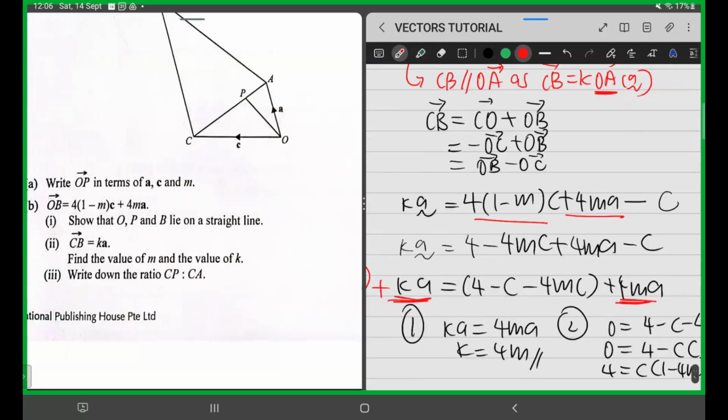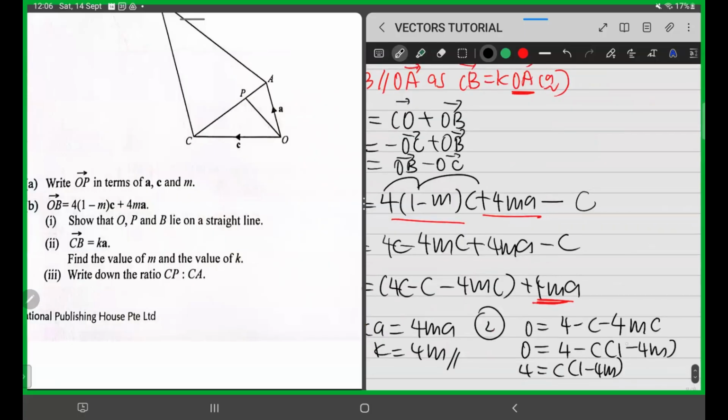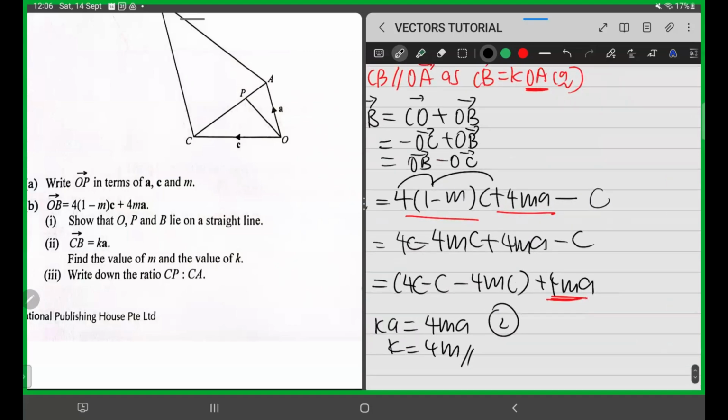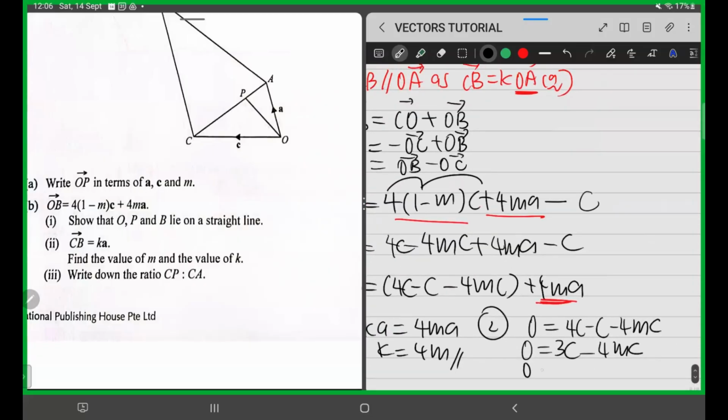Okay, mistake. So here should be 4c. Here should be 4c. Here should be 4c, 4 times this. So here is 4c. Okay, now it makes sense. So therefore, here we should get 0 equals to 4c minus c minus 4mc. That means 0 is 3c minus 4mc, right? And therefore, 0 is c bracket 3 minus 4m.